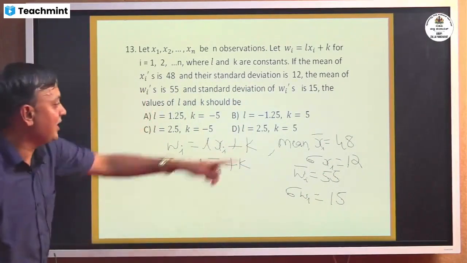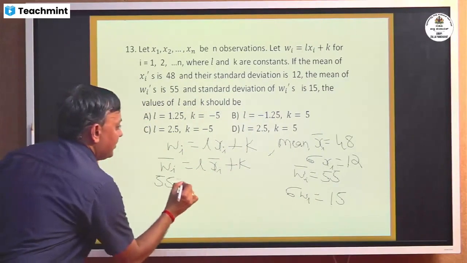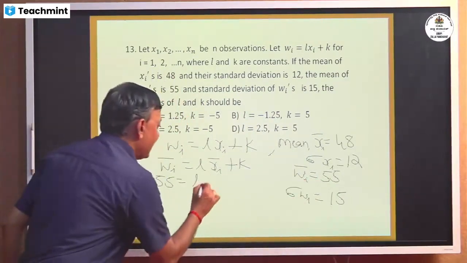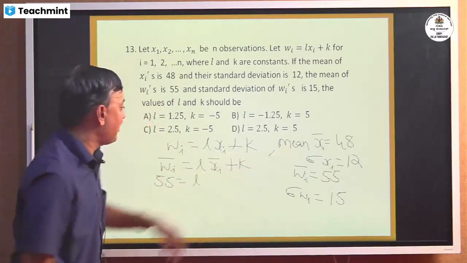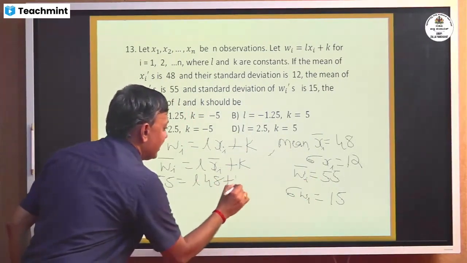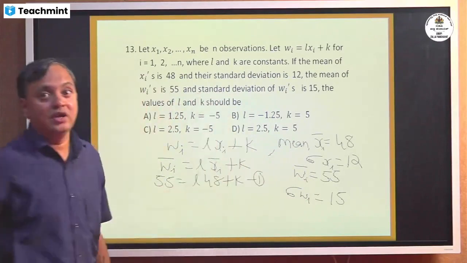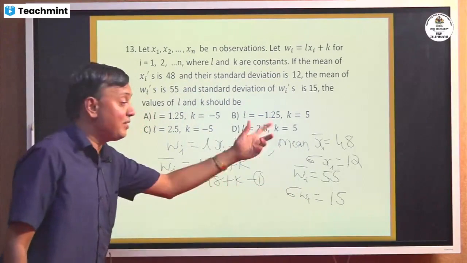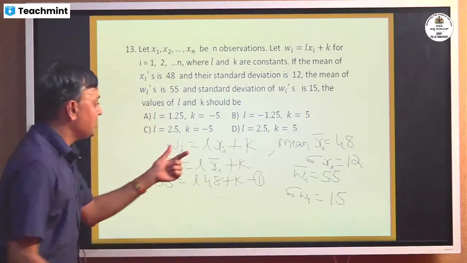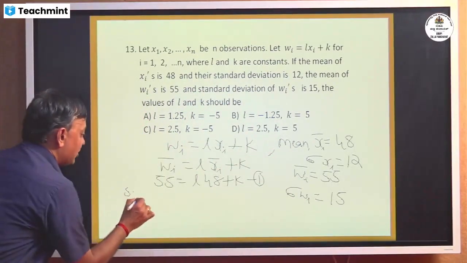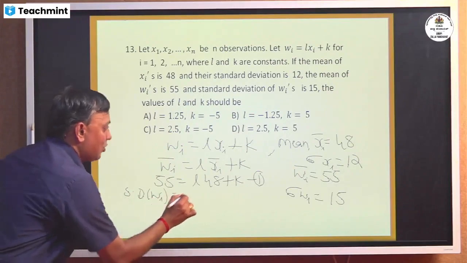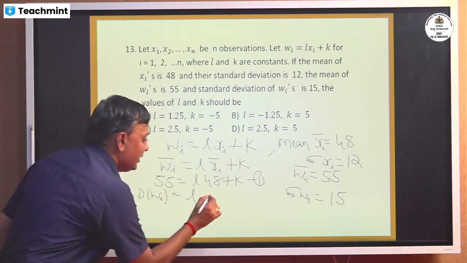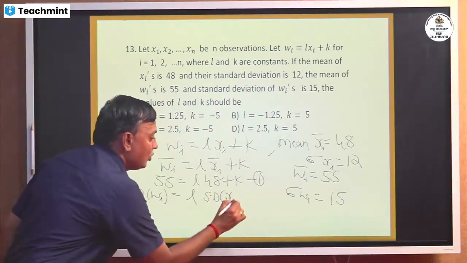So here the equation is given, then the mean becomes wi bar is equal to l into xi bar plus k. What is wi bar here? 55. So wi bar is equal to l, and what is x bar? 48, plus k. This is one equation. And the standard deviation is also given. What is the standard deviation of wi? If you apply the standard result, the standard deviation of wi is equal to l into the standard deviation of xi, correct?